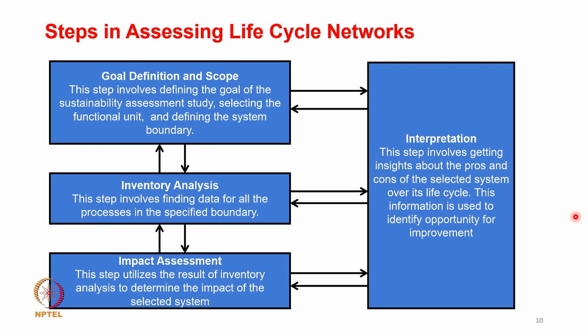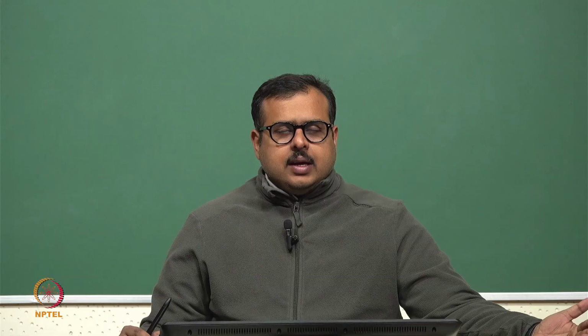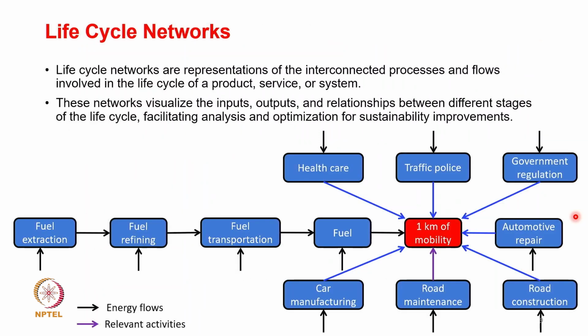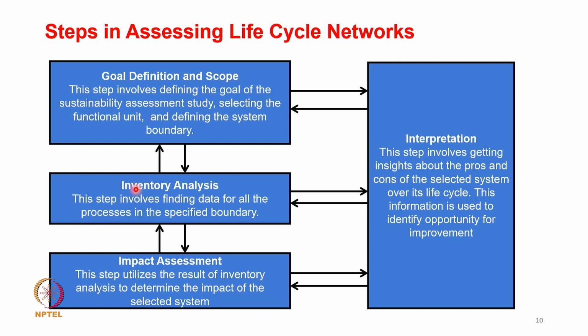So how to assess the life cycle network? Again, we are always going one step ahead. We have to talk about sustainability, the assessment of sustainability. Then we say that sustainability is not just about one thing, but about a group of things that is connected. Now we have to talk about evaluating 1 kilometer of mobility. It is always about evaluating this entire scheme. This is typically done by means of life cycle networks.